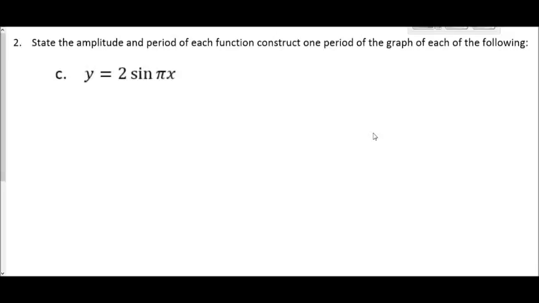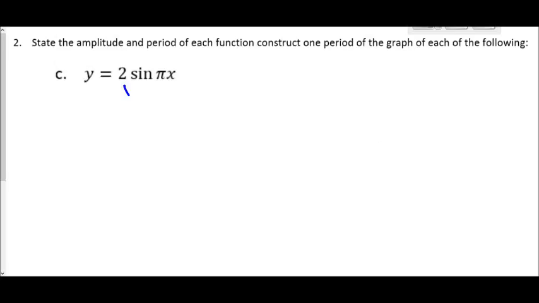Okay, this video is going to contain the solutions for 2c and 2d on the review. So let's look at 2c from the review. It says to state the amplitude and period of each function and construct one period of the graph. So one period is one pattern.